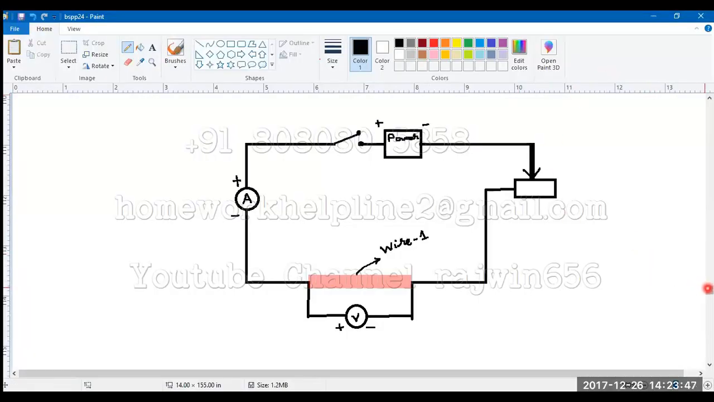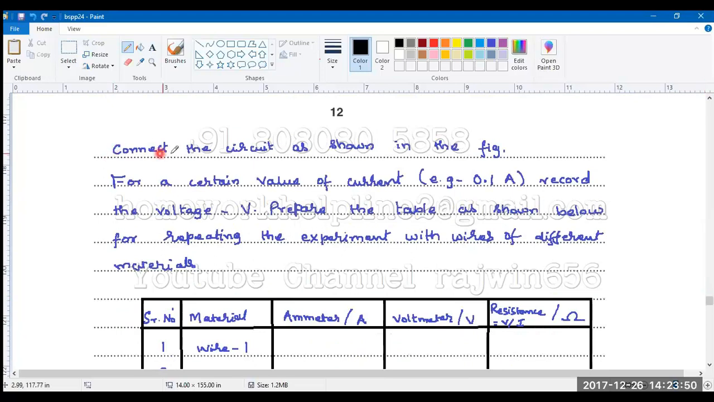So the next part, what we are going to write for this experiment: we'll connect the circuit as shown in the figure. We'll adjust a certain value of current, obviously by using a variable resistor. For example, you can choose the current of 0.1 amperes. At the same time, you will record the voltage, that is the voltmeter reading. We'll prepare the table as shown below for repeating the experiment with wires of different materials.